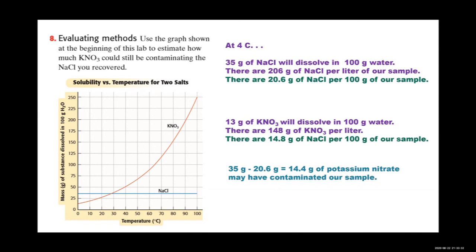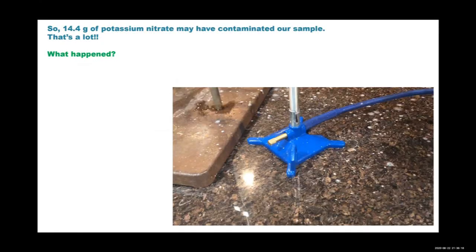So if we have 20.6 grams of sodium chloride in our 100 gram sample, but it was capable of dissolving 35 grams of sodium chloride in our 100 gram sample, then we know that 35 grams minus 20.6 grams is 14.4 grams. And that's where our measurement is off. So that means that 14.4 grams of potassium nitrate may still have been contaminating our sample.